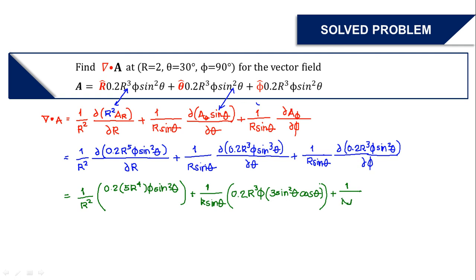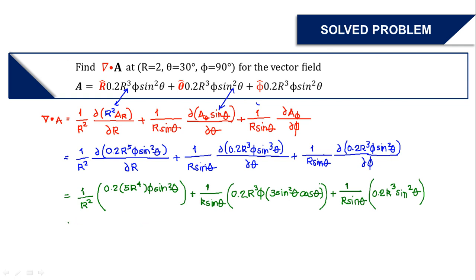1 over r sin of theta, the partial derivative naman with respect to phi, so ito naman mawawala lang yan. So, 0.2 r cube sin squared of theta. Yan. So, simplify muna natin.